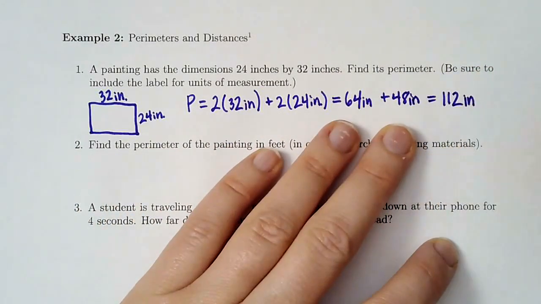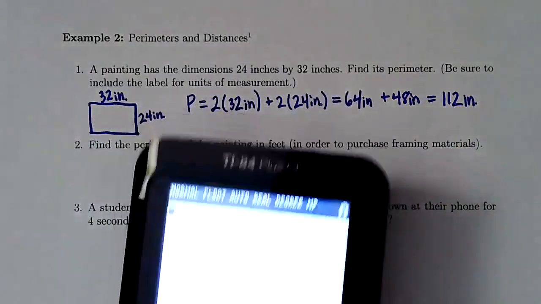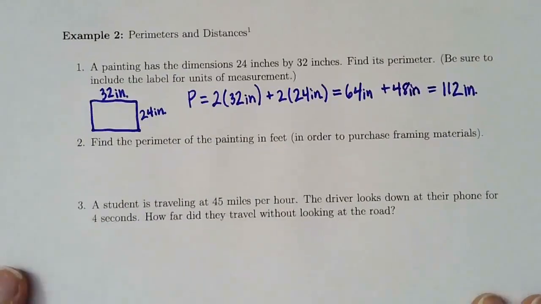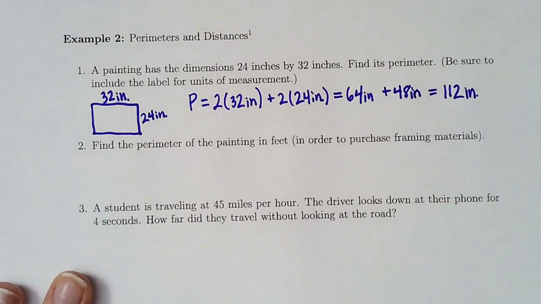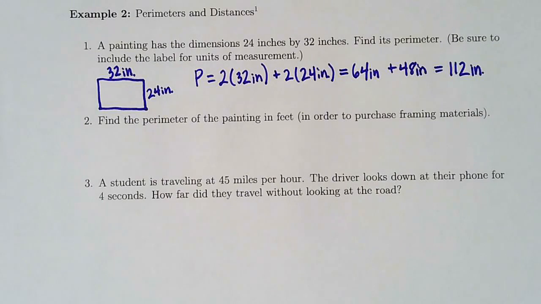That's 112 inches. And just to double check, 64 plus 48, yep. But notice that we have inches and inches, and so we have more inches. Find the perimeter of the painting in feet in order to purchase framing materials. Okay. We have a conversion to make.